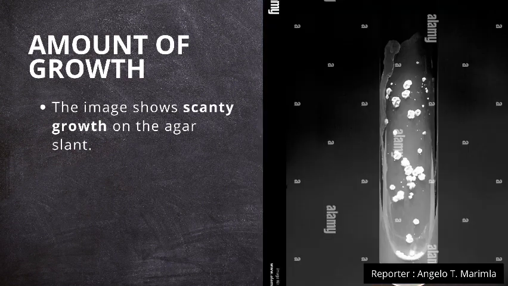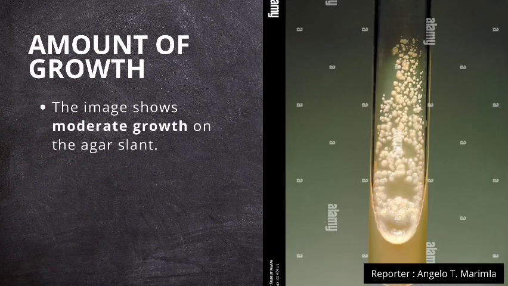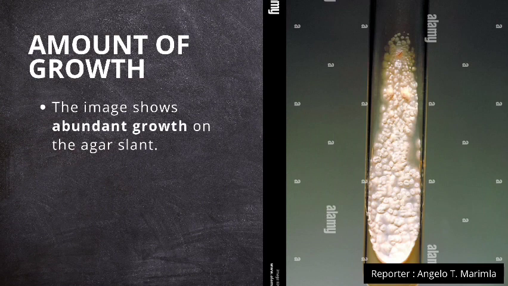The second one is the scanty growth. In this amount of growth, microbes exhibited a growth on the agar slant but only a small amount. The third one is the moderate growth, and the last one is the abundant growth. As you can see on the image, microbes exhibited a very abundant growth on the agar slant.